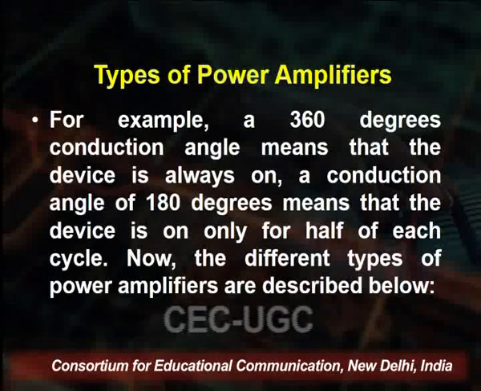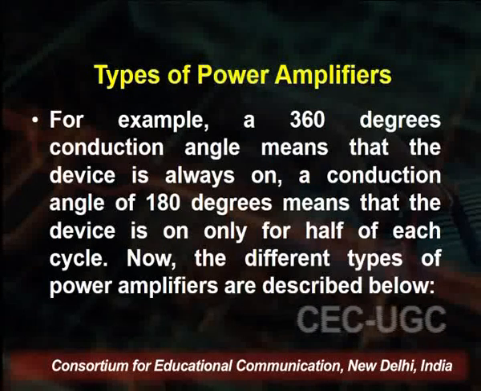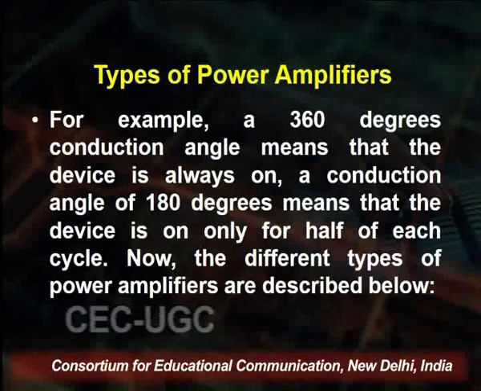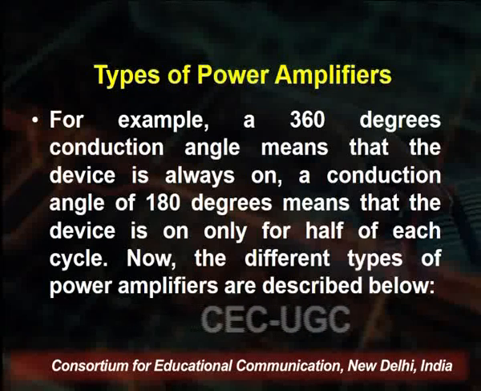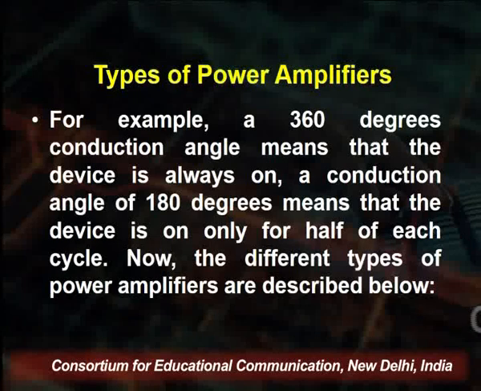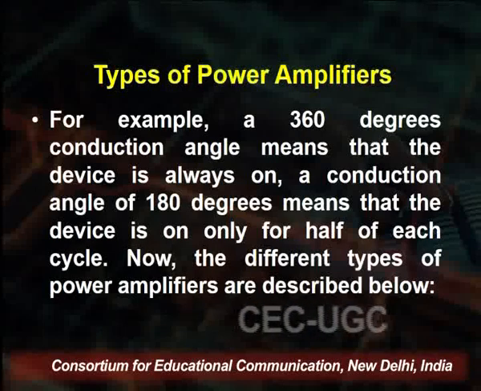For example, a 360-degree conduction angle means that the device is always on, and a conduction angle of 180 means that the device is on for only half of each cycle, whereas for 360 it is on for the full cycle.